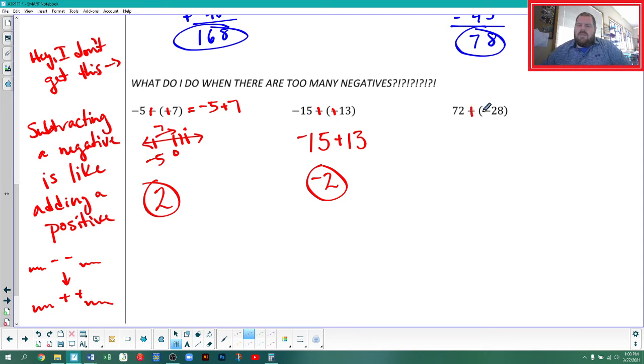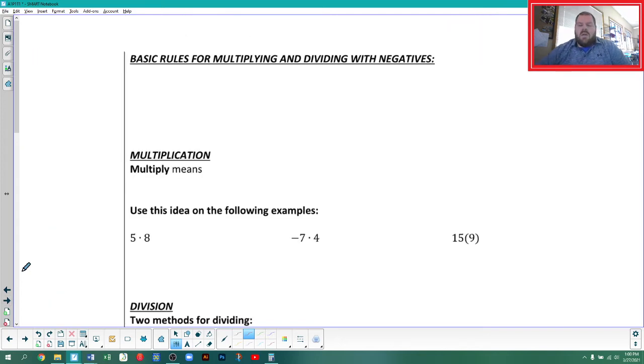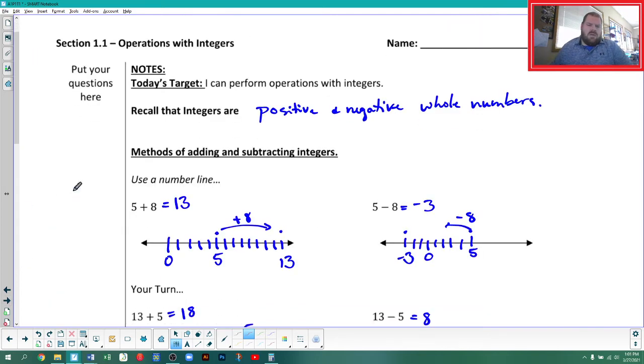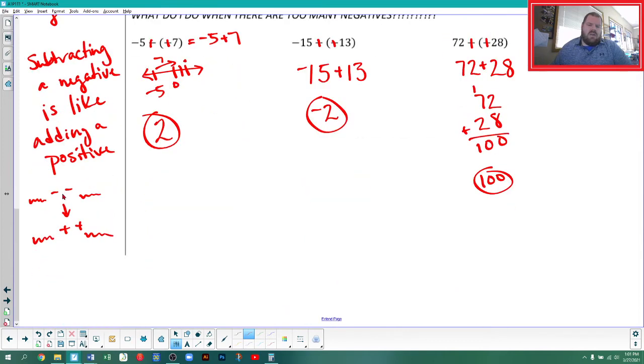Okay. Same thing on this one. Add a positive. It turns into 72 plus 28. That's just addition with positive numbers. You have to think about 72 plus 28 this way. 2 plus 8 is 10. 7 plus 2 is 9. Plus 1 is 10. So that's 100 that we get for that answer. Awesome. Okay, let's move on. And let me just make sure that was it on that side. I think so. Yes, it was.